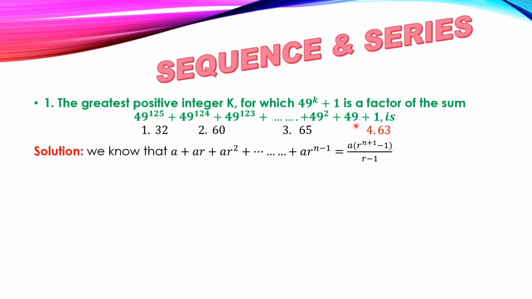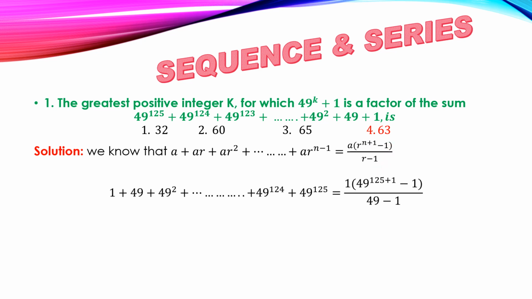Here r means 49, which is always greater than 1. So we take a(r^(n+1) - 1)/(r - 1). The given series is 1 + 49 + 49^2 + and so on up to 49^125. Here this is the nth term, and the first term is 1. So 1 into (49^(125+1) - 1)/(49 - 1). Now we can simplify. The value is (49^126 - 1)/48.